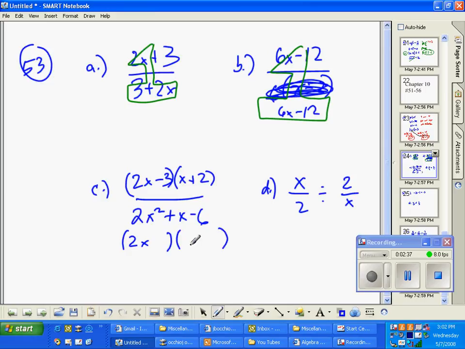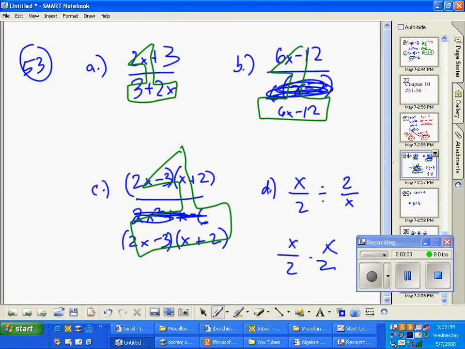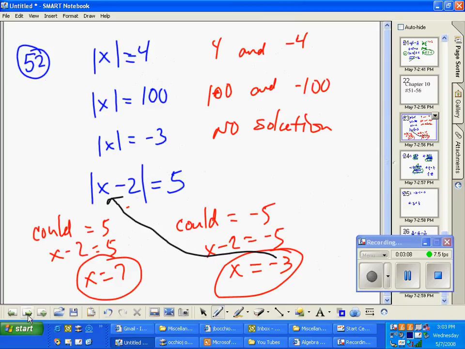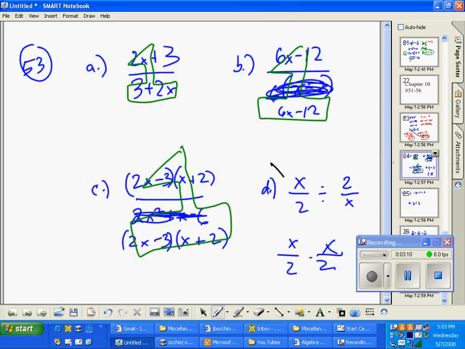2x times x. And again, you're going to have to use a box method to do this. Plus 2 minus 3. And that's true. So when I factored it, I got the same thing. That thing is 1 as well. The next one, though, when you take x over 2, flip the other one over, make that x over 2, not 1. Whoops, I just clicked on the wrong slide. This thing is not 1. It'll be x squared over 4.